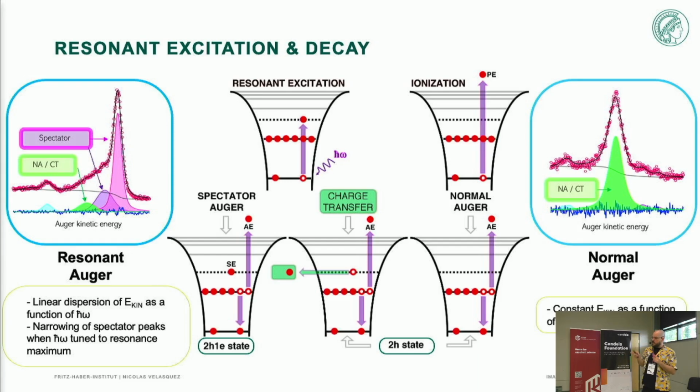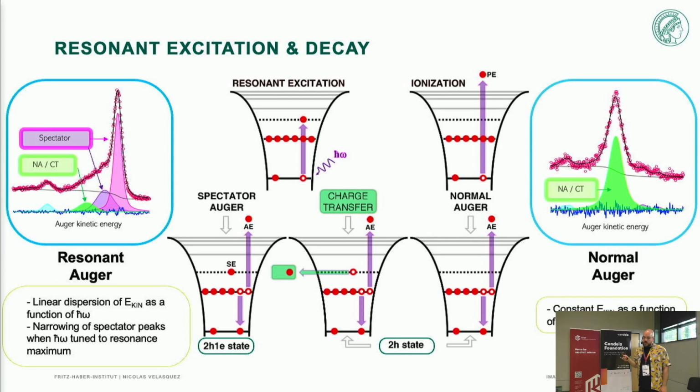And this is only possible if we are working under Raman conditions, namely a linear dispersion of the Auger kinetic energy as a function of the incident photon energy, and if we have a photon bandwidth that is narrower than the lifetime broadening, which will lead to the narrowing of the so-called spectator or resonant Auger peaks.